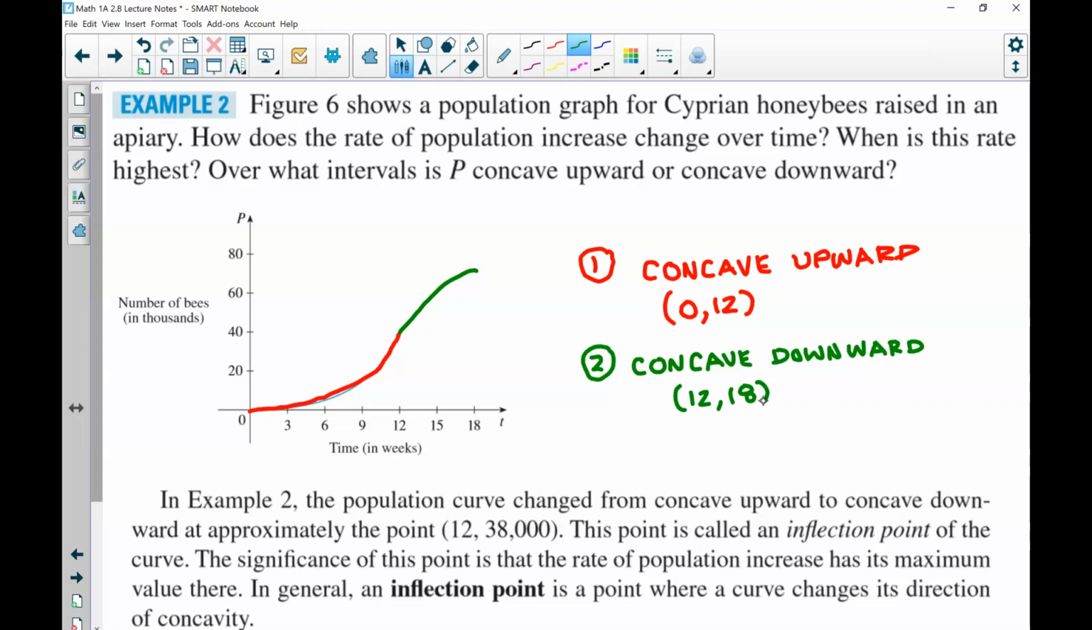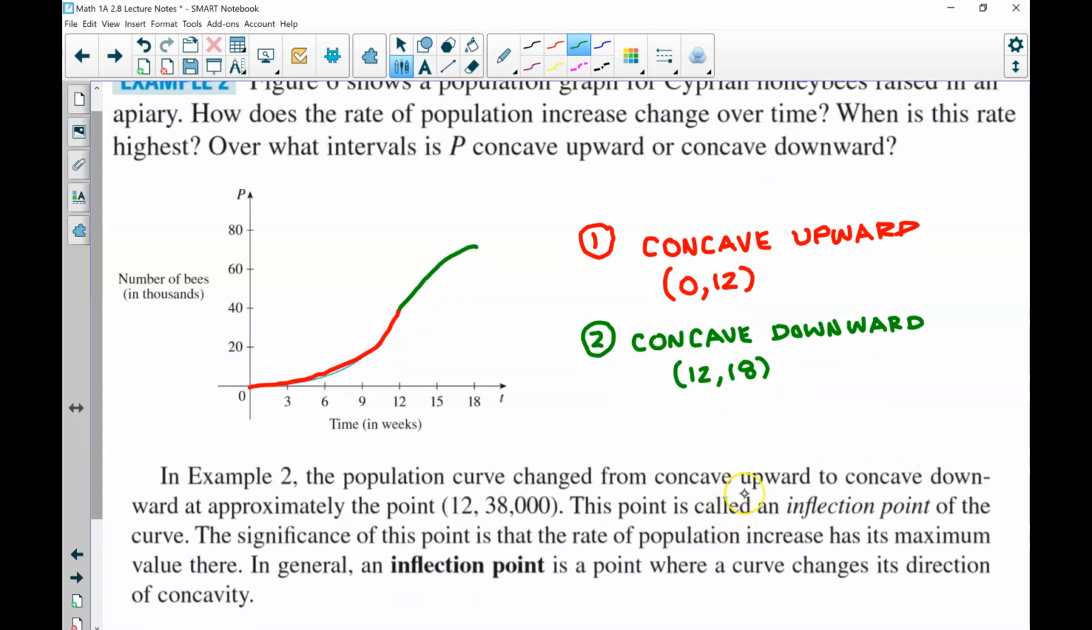Now, in this example, the population curve changed from concave upward to concave downward at approximately the point of 12 and 38,000. What this point is called is an inflection point. We want to know what that means. The significance of this point is that the rate of population increase has its maximum value there. So in general, an inflection point is a point where a curve changes its direction of concavity.